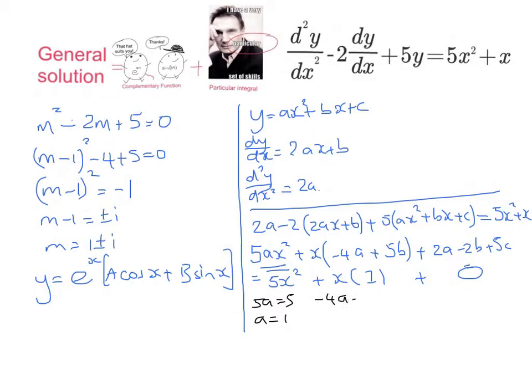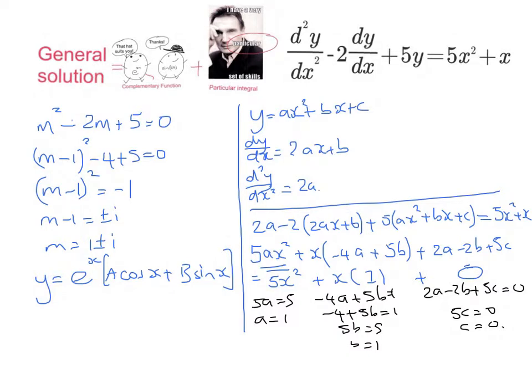Minus 4a plus 5b, well, that would be minus 4 plus 5b, and that needs to equal 1. So 5b equals 5, so b equals 1. Oh, this is nice. Okay, let's see what c needs to be. 2a minus 2b plus 5c equals 0. A is 1, b is 1, so 2a minus 2b is 0, so 5c is 0, so c is 0. So my particular integral is y equals 1x squared plus 1x plus nothing.